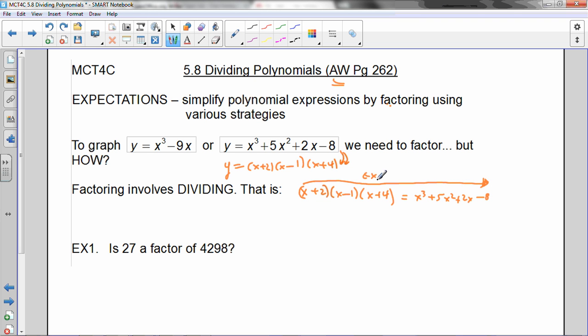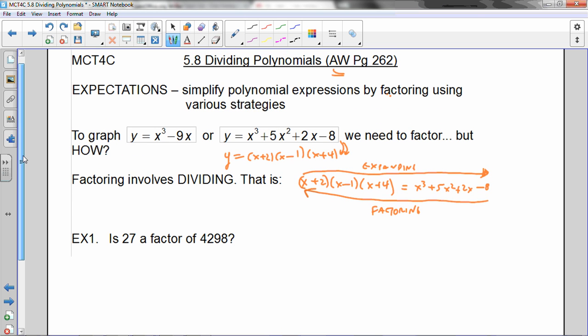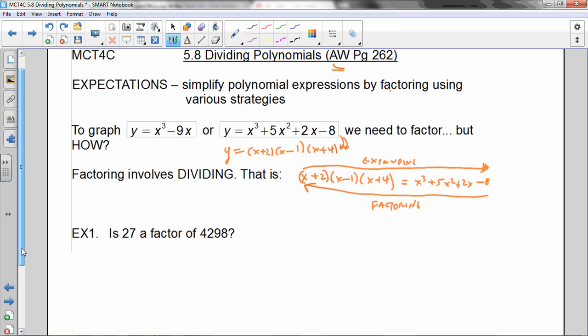That's expanding, which is multiplying, right? Multiplying everything by everything. But this is what we really want to do. I want to be able to give you a function, and then you be able to write it in factored form so we could graph it, right? This is factoring. And it's got to do with dividing. The only thing is we don't know how to divide polynomials. We barely probably remember how to divide numbers. And so we're actually going to get going on dividing polynomials by dividing numbers, long dividing numbers.